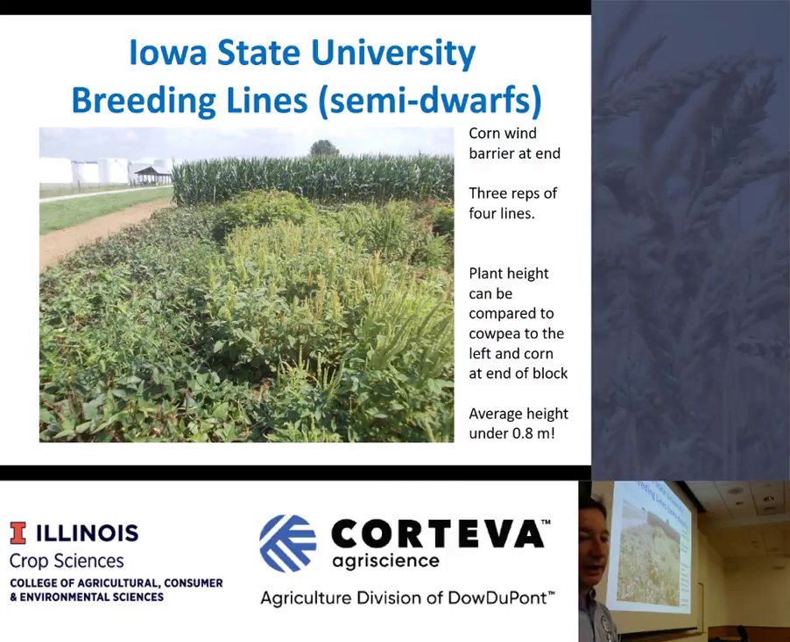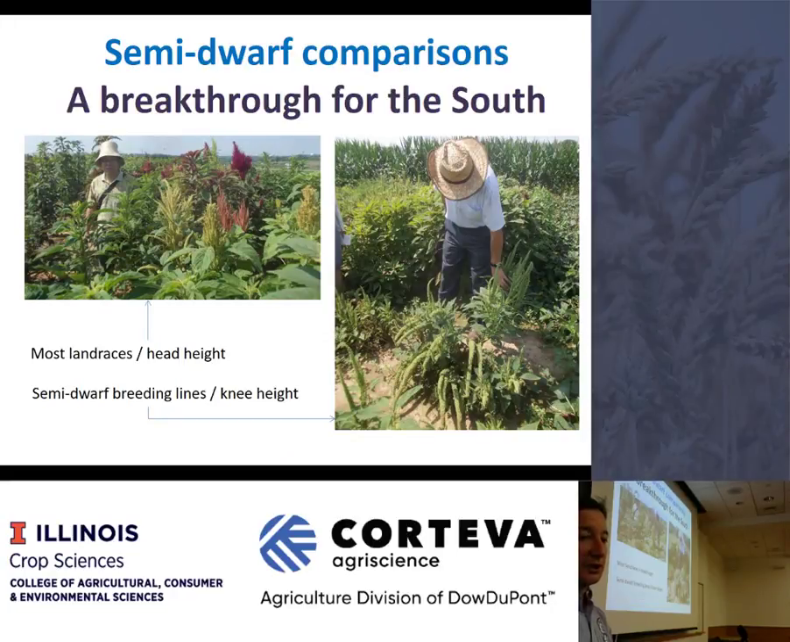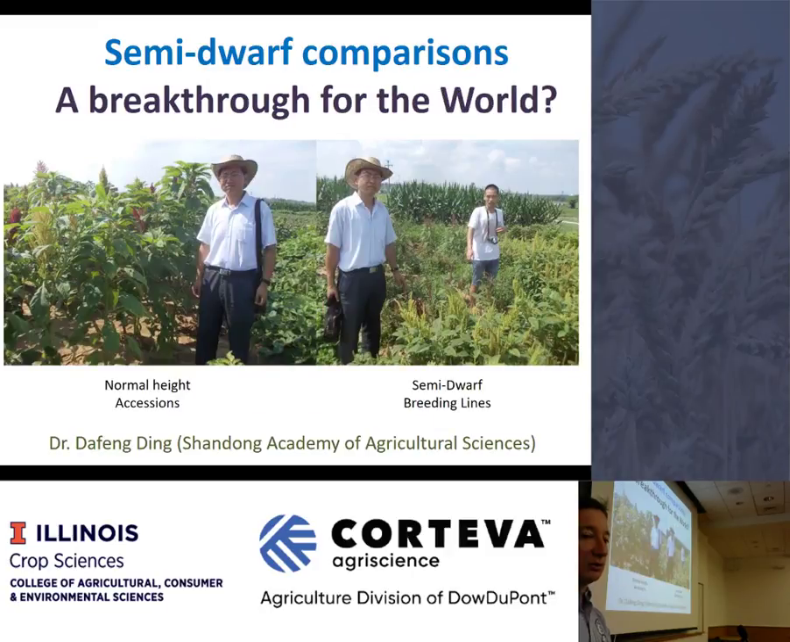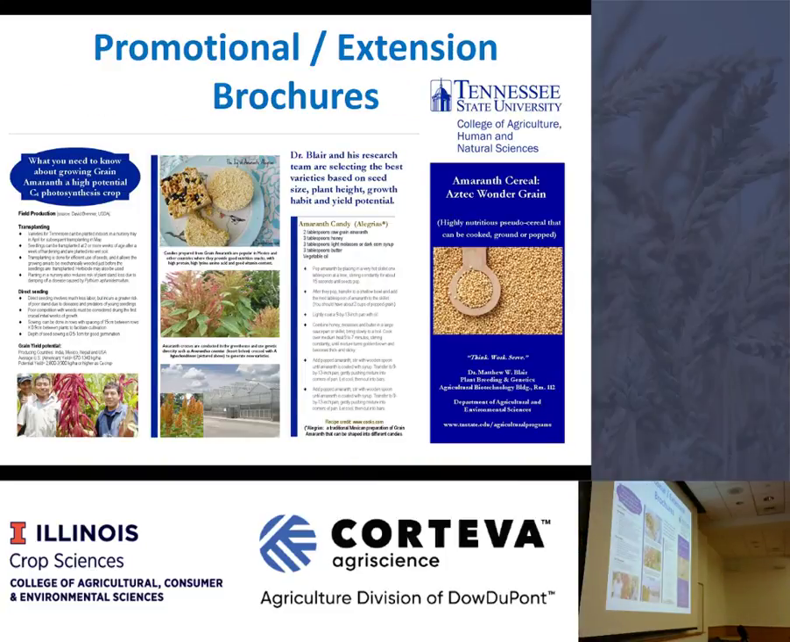Okay. So I wanted to end with this picture of breeding lines from Iowa State that are semi-dwarf, and you can compare that. This was a year ago when we had better rains and the corn grew better, so it's about half the size of corn. So that gives you an idea of what potential plasticity in the crop can do. These were a comparison in the same season where the same person, namely Dr. Dafeng Ding, was right next to traditional amaranths and semi-dwarf amaranths. So those might be useful and are available from David Brenner.